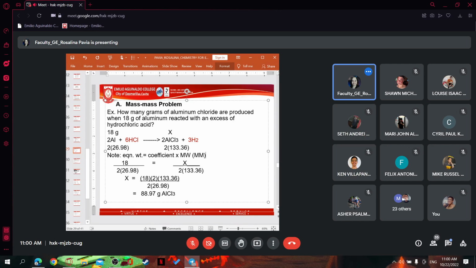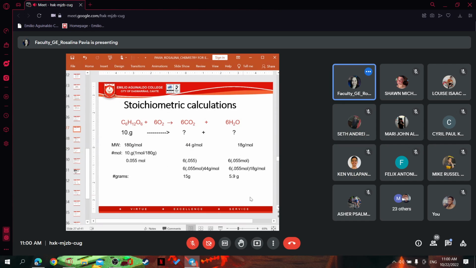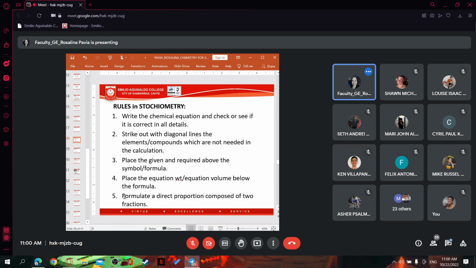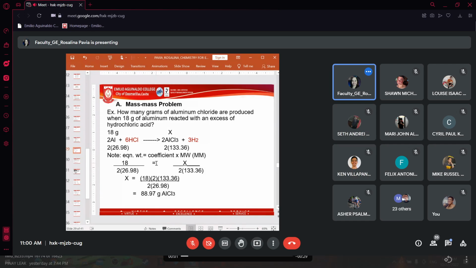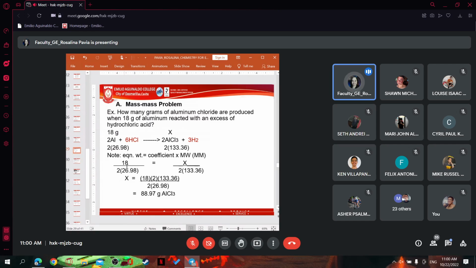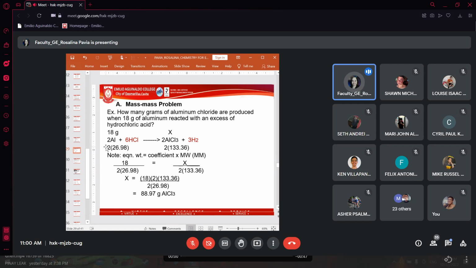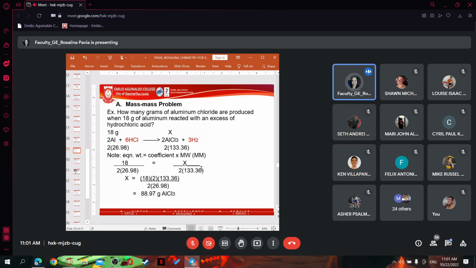Next, formulate a direct proportion composed of two fractions. So ito na yung ratio natin. We have here a fraction on the left side, fraction on the right side. So 18 over the equation weight as X is to the equation weight of aluminum chloride.